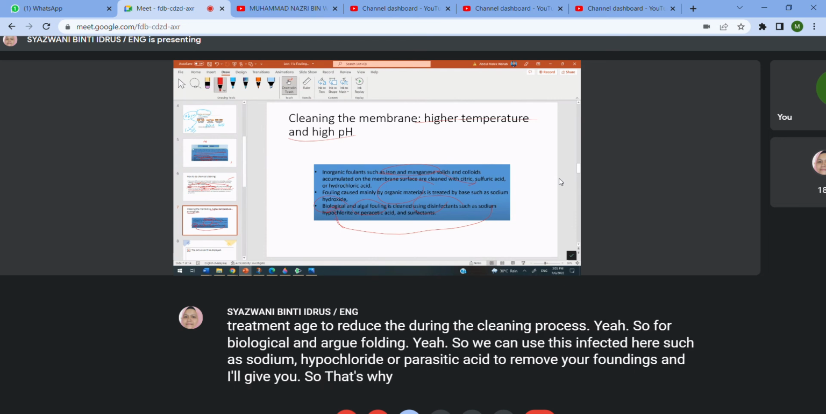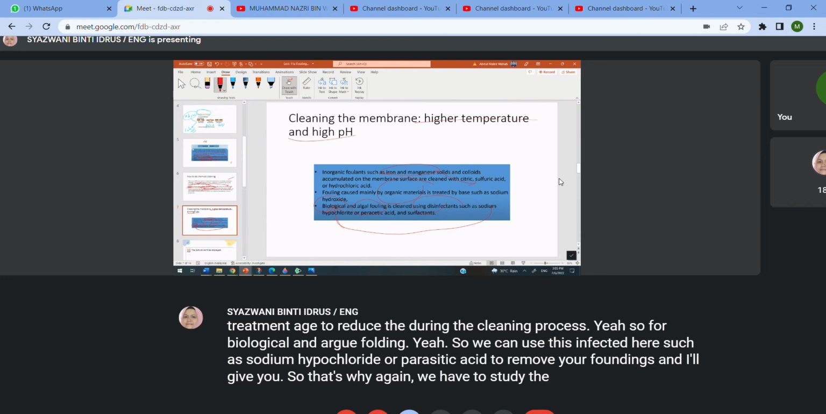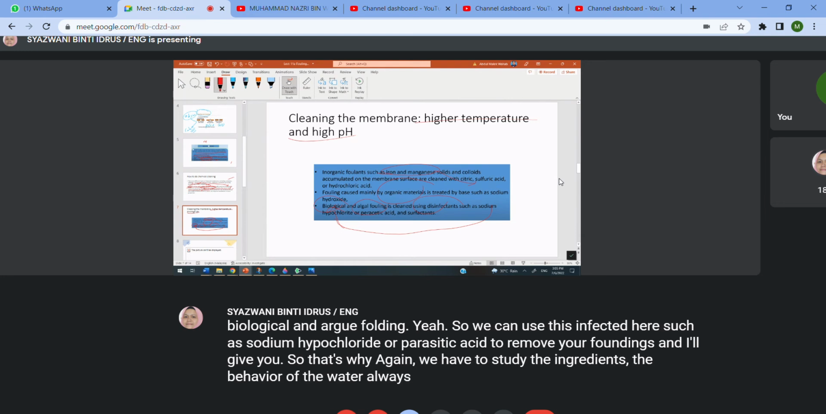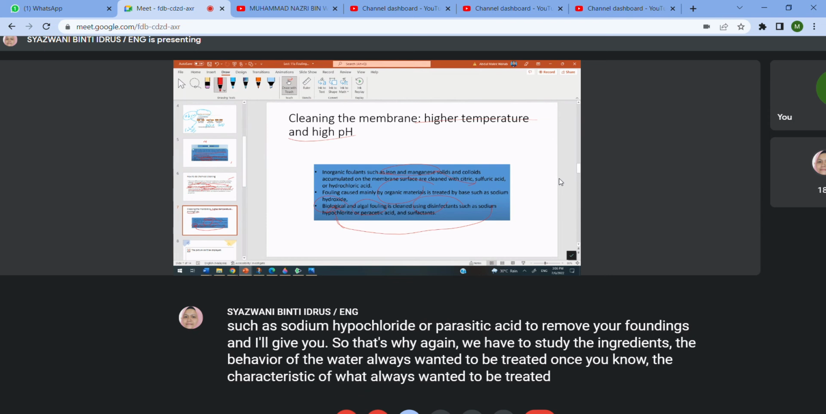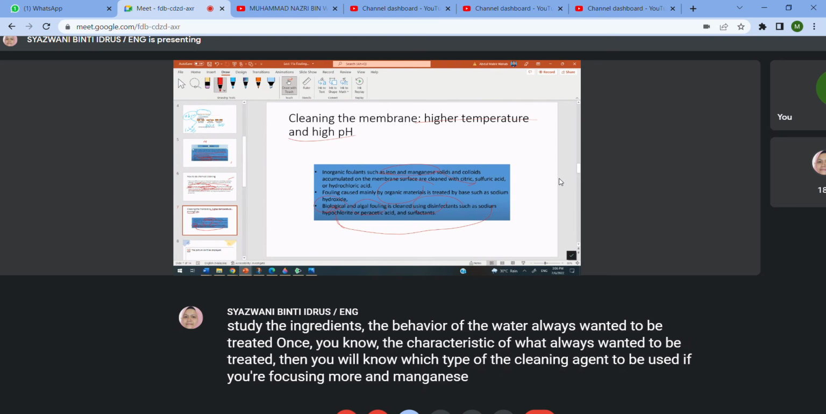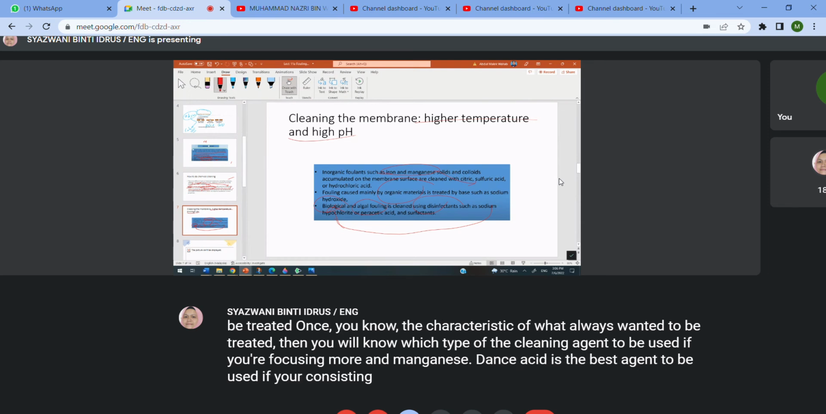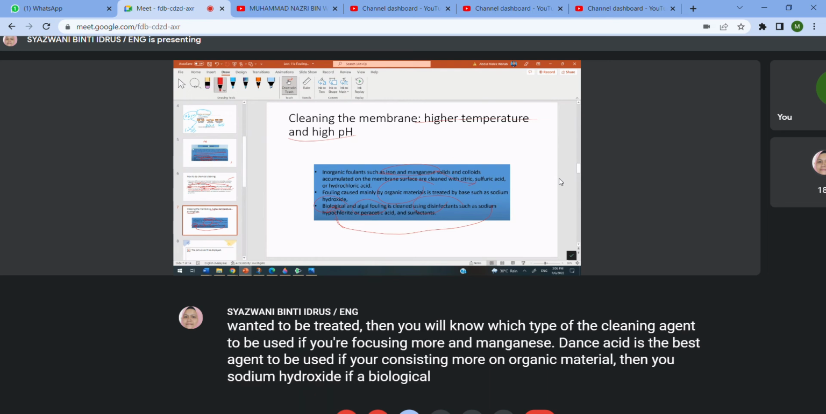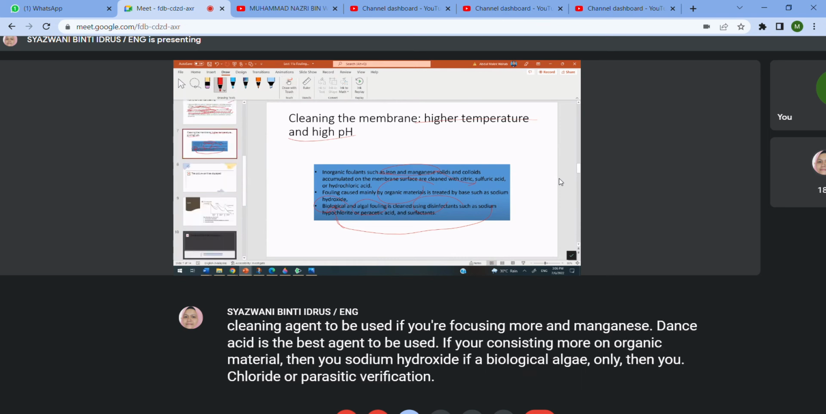So that's why, again, we have to study the behavior of the water or wastewater to be treated. Once you know the characteristics of the water or wastewater, then you will know which type of cleaning agent to be used. If you are focusing more on iron and manganese, then acid is the best agent to be used. If you are concentrating more on organic material, then use sodium hydroxide. If it is biological or algae fouling, then we use sodium hypochlorite or peracetic acid.